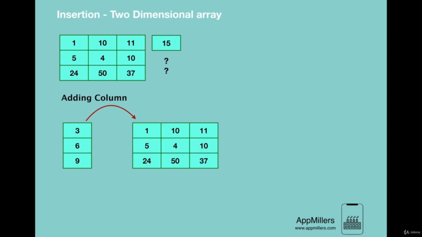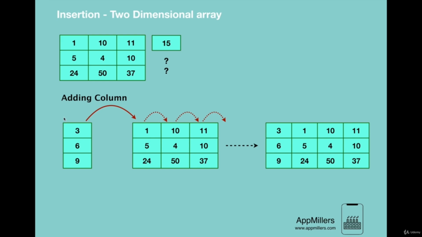So what will happen? In this case, when we add this column over here, the columns in the two-dimensional array have to move one step right. Otherwise, we cannot insert this column over here in the first column. So this is going to be like this. It's going to be added at the zero index. So all the rest of the columns will be moved one step right.